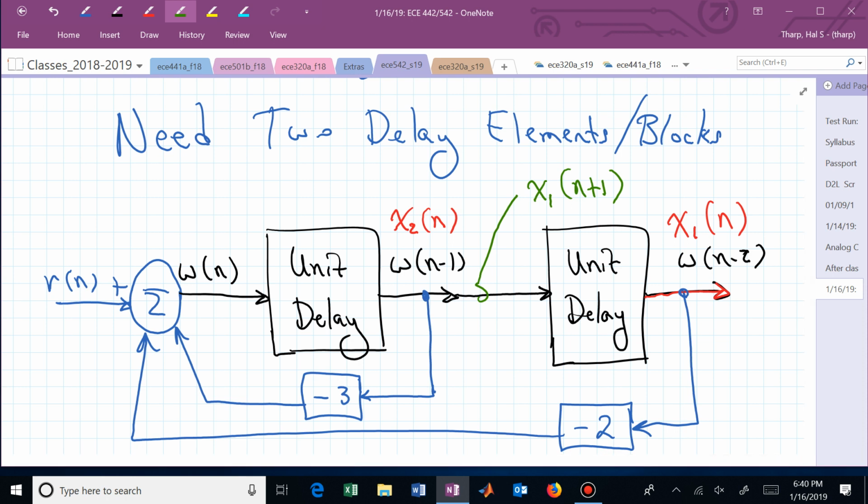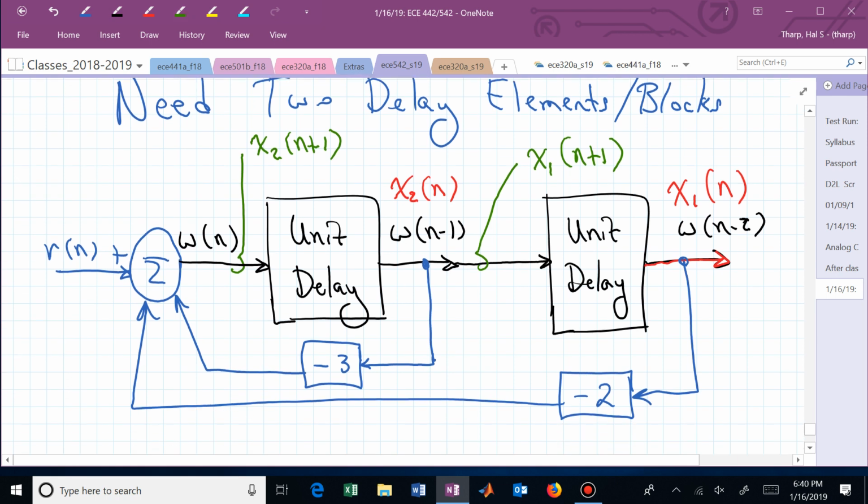If the input to that rightmost delay is x sub 1 of n plus 1, its output is x sub 1 of n. What about this signal? How can I relabel that? This is now x sub 2 of n plus 1.